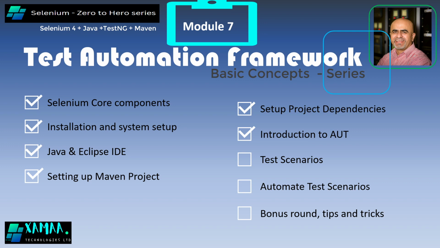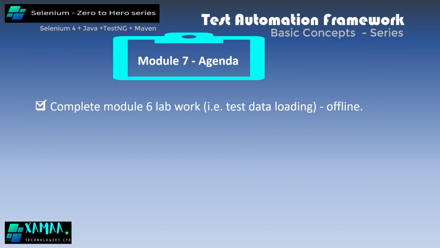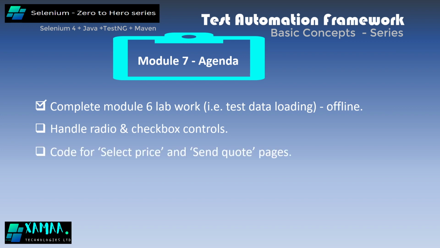And in terms of agenda in this current module, what we have: complete the labs, the module 6 lab work, which I have completed offline, and I assume you guys have already completed. And then we'll handle radio buttons and checkboxes, which were excluded from the lab work. And then the last two tabs, which were select price and send code, they were missing, and we will cover that. And then we also learn some tips on how to handle locators other than the IDs. So far, we used only IDs, and in this module, we'll try to explore some other ways like XPath or something like that.